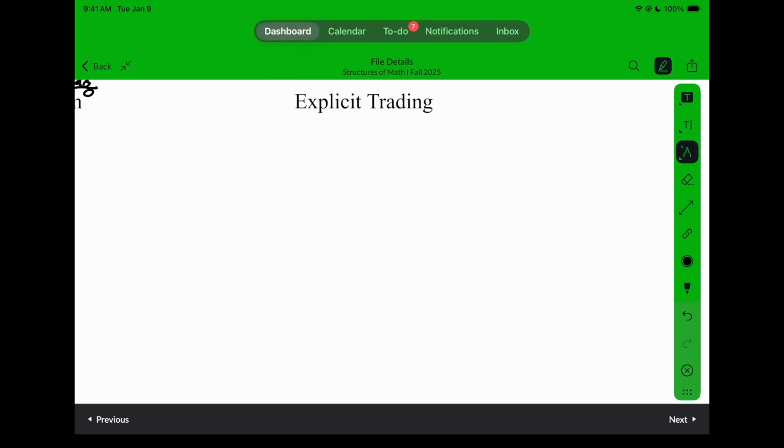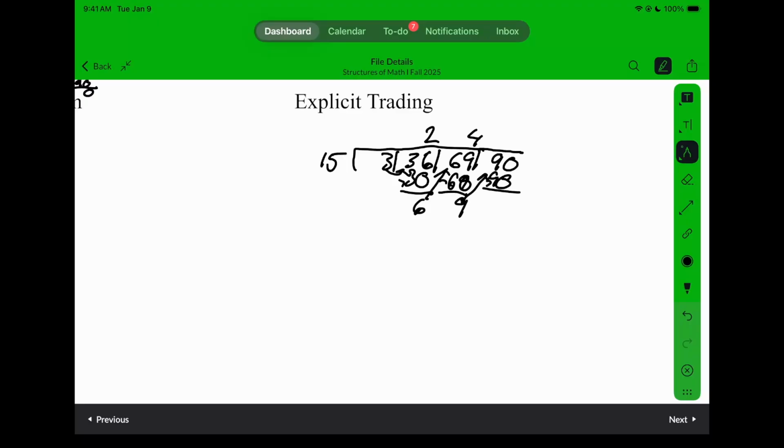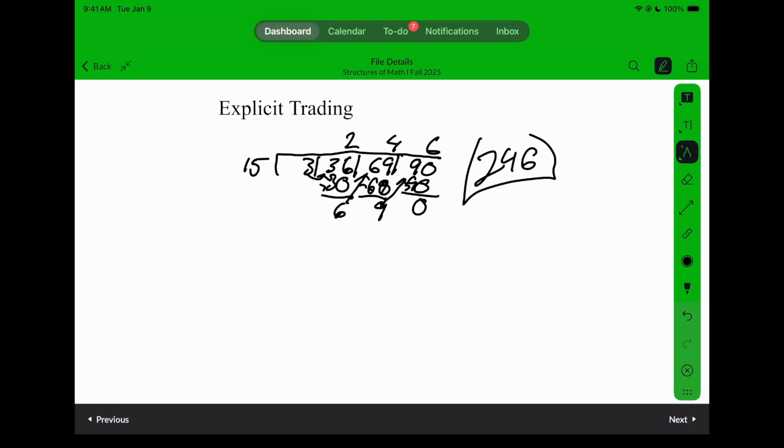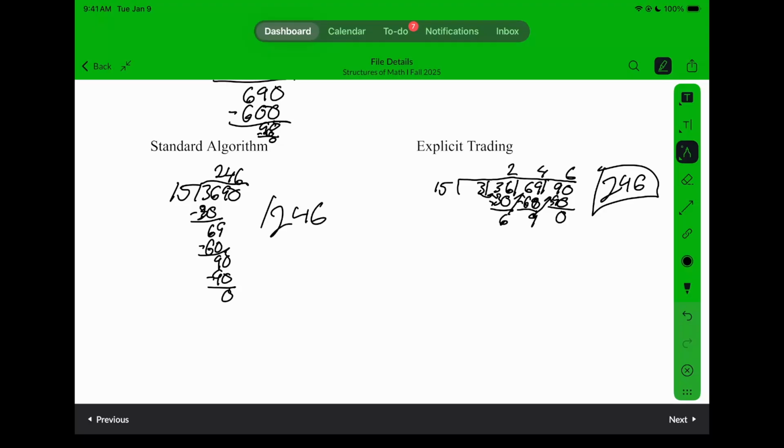And then explicit trading is the one that looks like this, where it's like 15, and then 3, 6, 9, and then 0. 15 can't go into 3, so we're just going to move this one over already. 36, twice, 36, move up, 9, 4, 6, 60. 9's left, move up, 9. And then 246 is your answer.